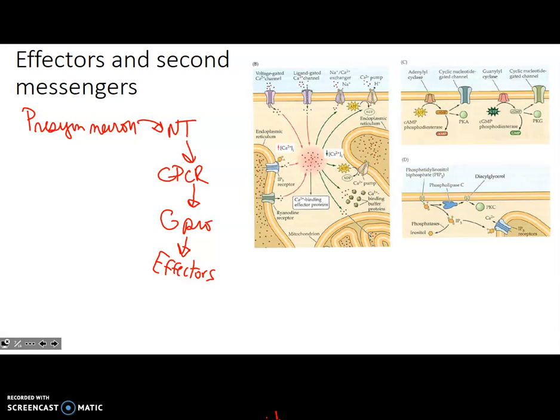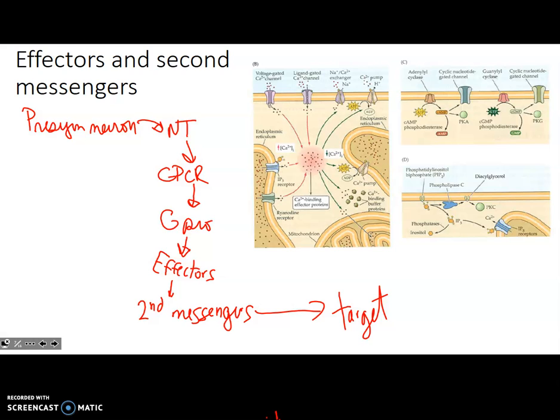What are effectors? We just talked about some of them, right? Potentially ion channels, potentially enzymes, and those effectors then go on to change something in the cell to activate second messengers. And we're going to talk about examples of how effectors activate second messengers now. And when second messengers are active, they typically have other targets in the cell. So this goes on to target some part of the cell, some part of the neuron.